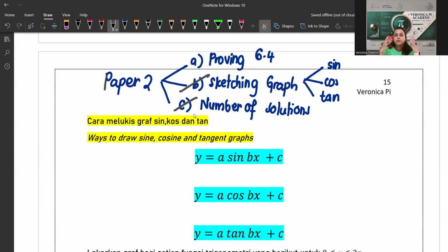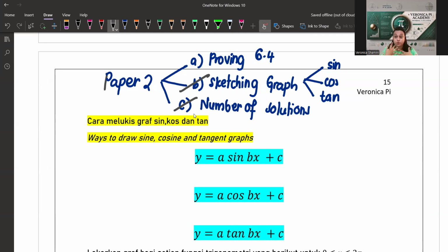Okay. So in order for you to really score, selalunya the B and C brings like about that one sketching graph should be 4 marks. Number of solutions should be 2, so there's 5 marks there. Okay, 5 markah. So kalau boleh, yang BC ni memang make sure you dapat full marks lah.